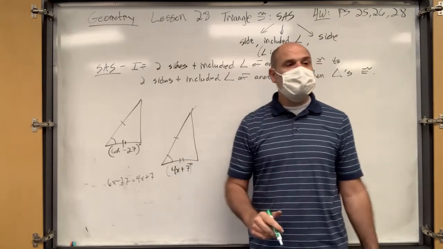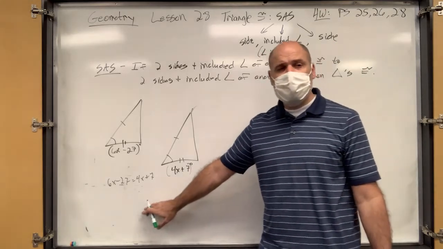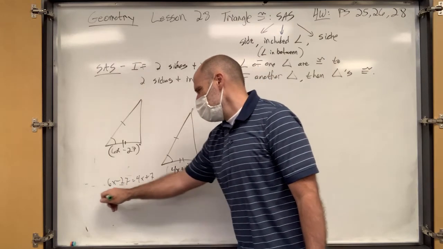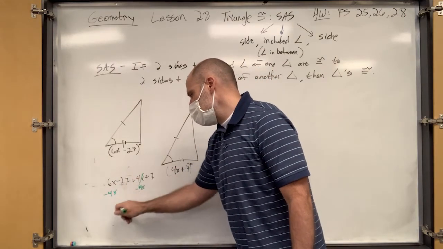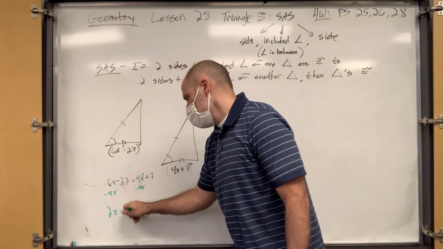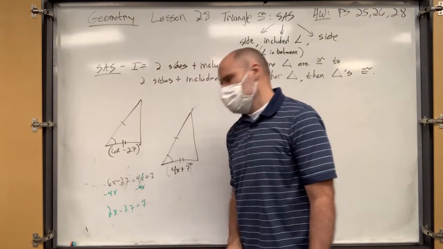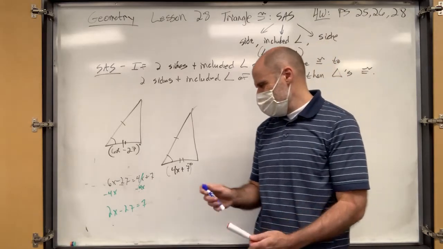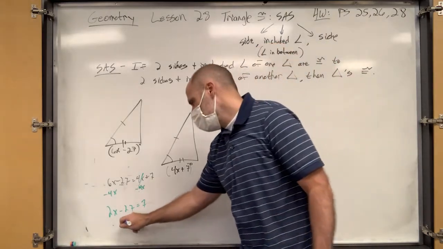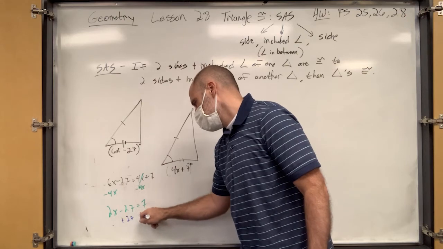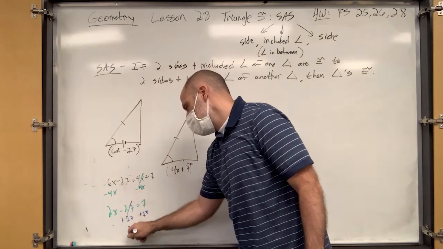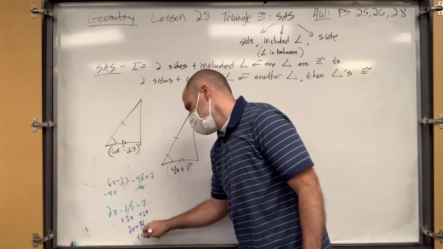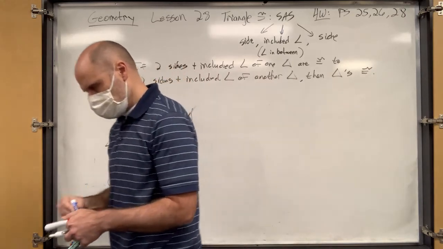How do you solve this equation? You have variables on both sides. Get rid of the smaller one. Minus 4x, minus 4x. We're just doing some algebra now. Add 27 to both sides, right? You get 34. So 2x equals 34. X equals 17.